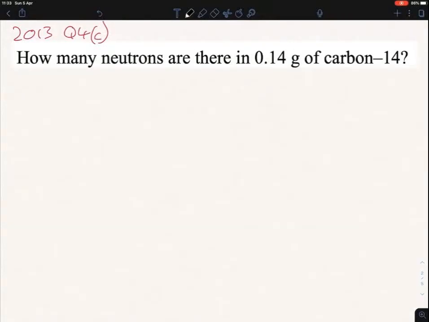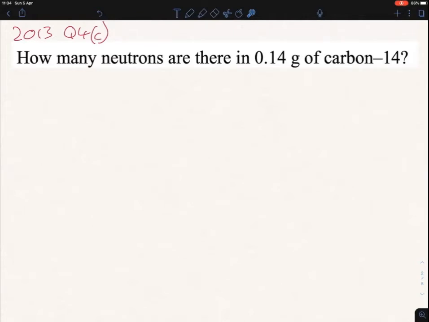Hi everybody, so today we're looking at the 2013 question for C, and we're asking this question to figure out how many neutrons are present in 0.14 grams of the carbon-14 element. Generally I would class this as subatomic calculations, but whenever you're asked to figure out the subatomic particles, particularly neutrons, in terms of grams, then it becomes a little bit trickier. So we have to be careful with what we were actually asked.